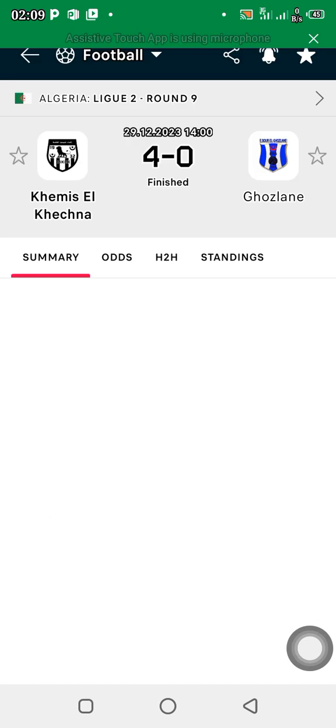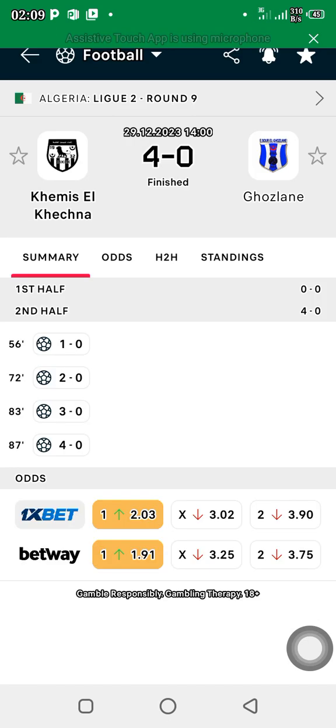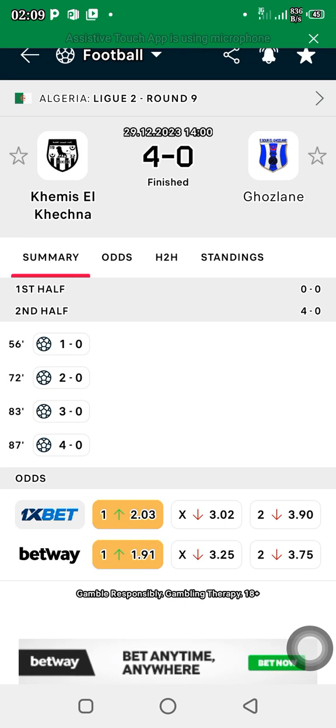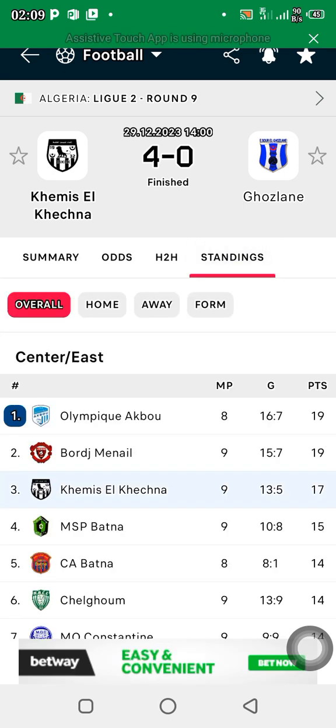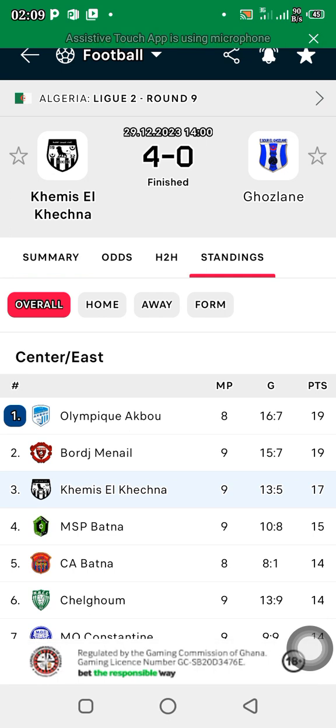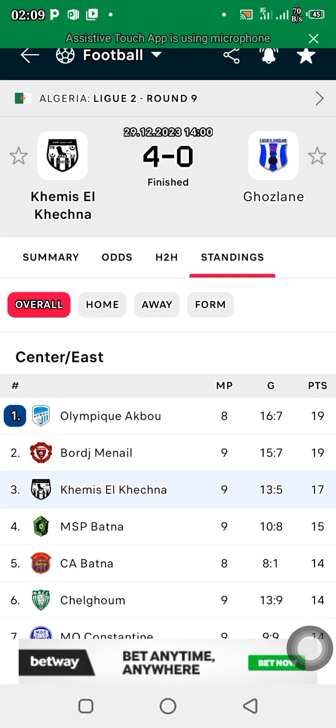You need to have a live score app. It can be Flashscore or Supersocore. So you click on any of those teams. First of all, what you need to do is go to their standing. When you click on the team, you go to their standing and look for each team's position.